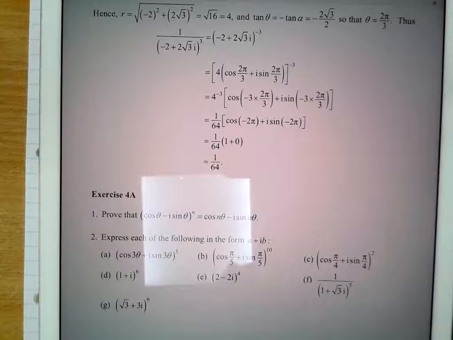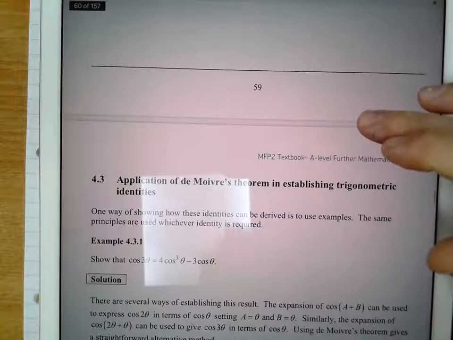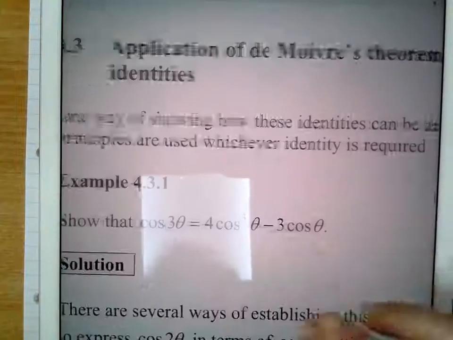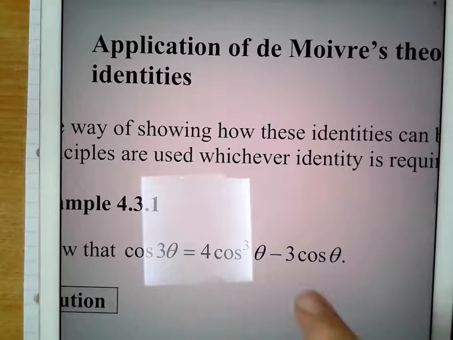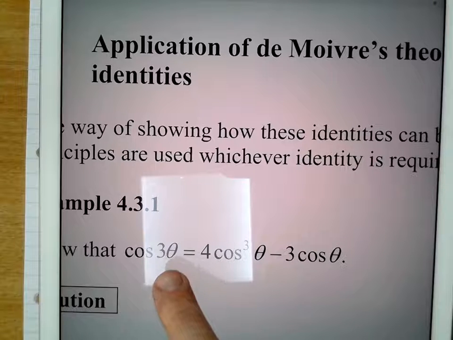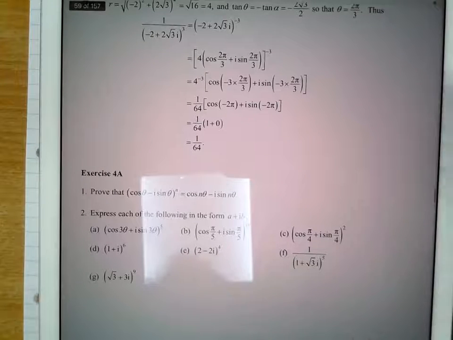I hope you found that interesting. Some really exciting things with De Moivre's theorem coming up. In the next section we'll be able to do things like that, which is interesting because it's got nothing to do with complex numbers, and yet we use something to do with complex numbers to actually solve that. We can find expressions for cos of n theta in terms of cos of theta raised to different powers. Wow, exciting stuff. All to come.